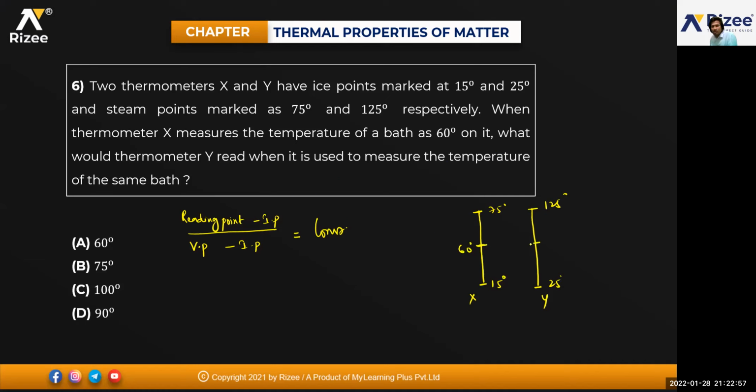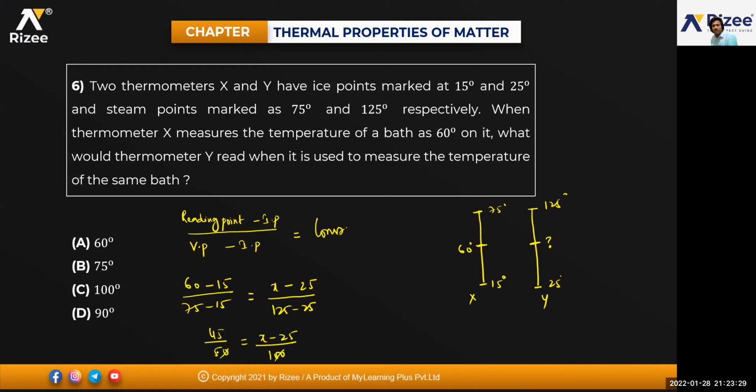So this reading is equal to how much? Can anyone tell me? So first reading is 60 minus ice point of 15, divided by 75 minus 15, is equal to, for the other one, Y minus freezing point, that is ice point 25, divided by 125 minus 25. So 60 minus 15 is how much, beta? 45 divided by 50 is equal to Y minus 25 divided by 100.